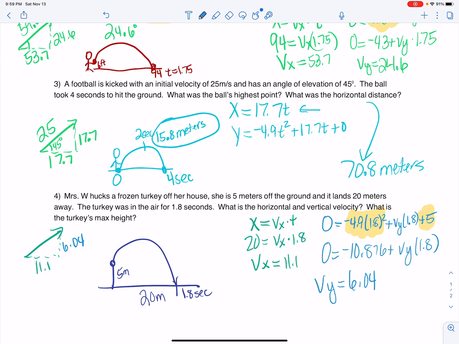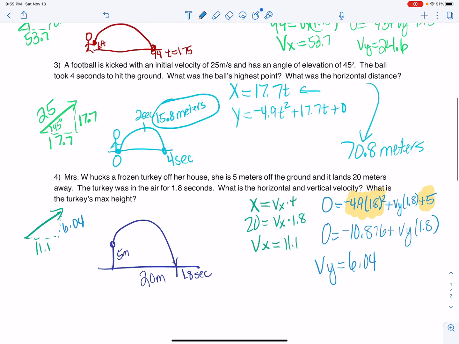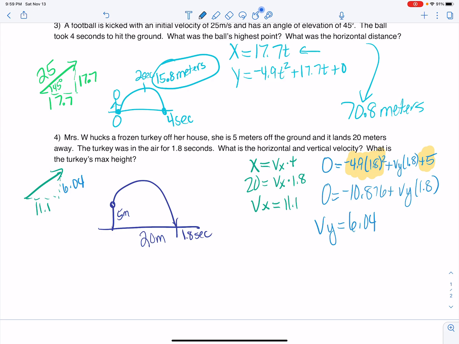And so it says, what are the horizontal and vertical velocities? And then what is the turkey's max height? Okay, well, to get the turkey's max height, you are going to have to actually officially write the parametric. So x equals 11.1 t, y equals negative 4.9 t squared plus 6.04 t plus 5. So to get the max height, I know this time, but I don't know this negative time. Because to get the max height, you're going to have to add them together and divide by 2.